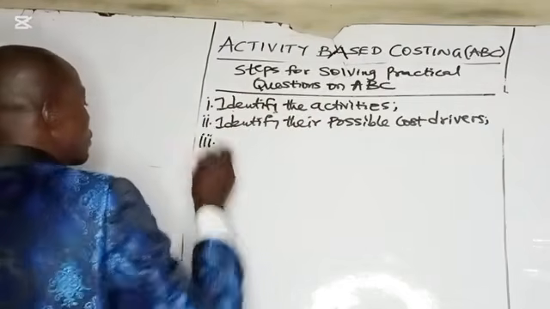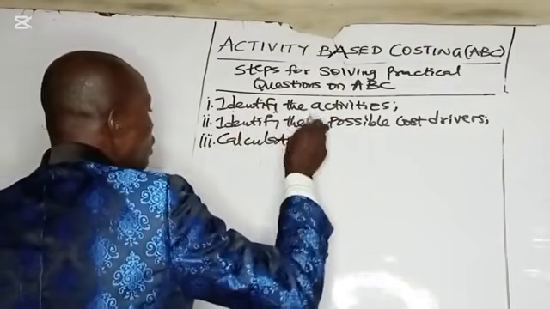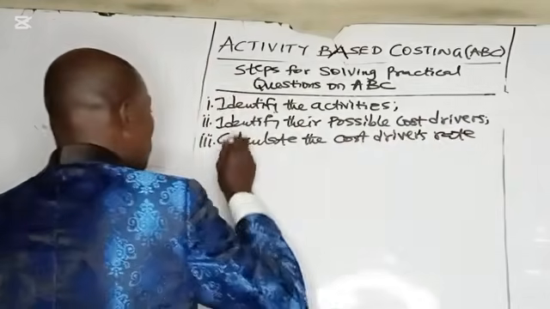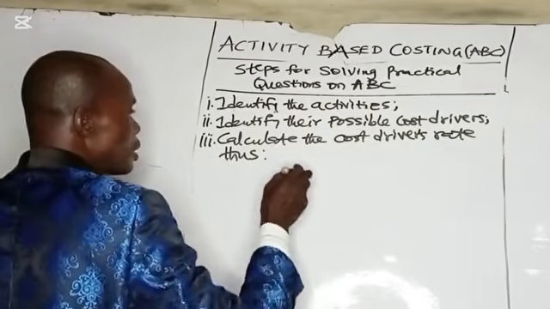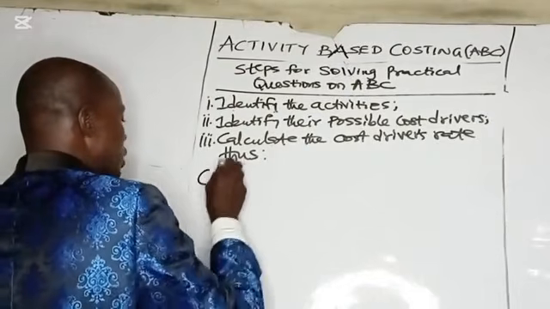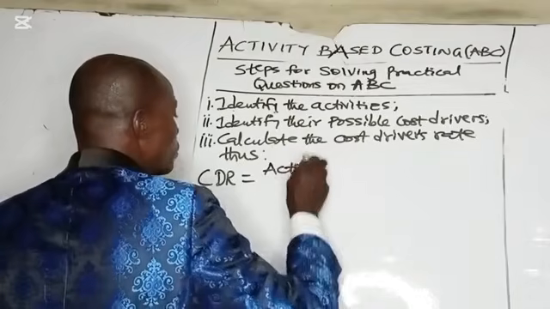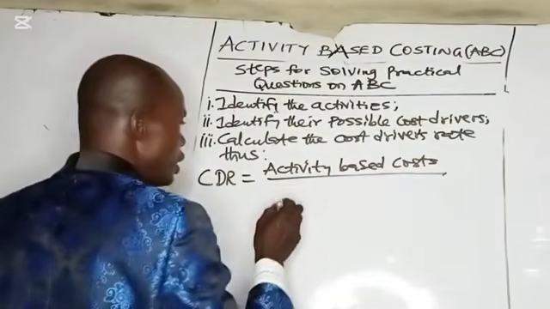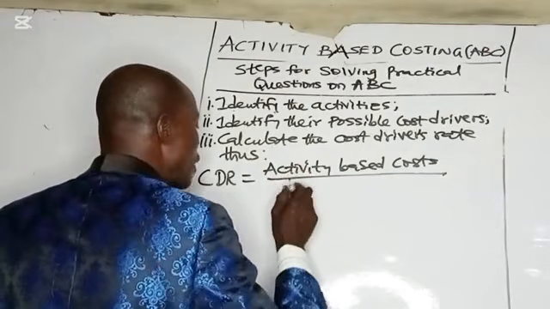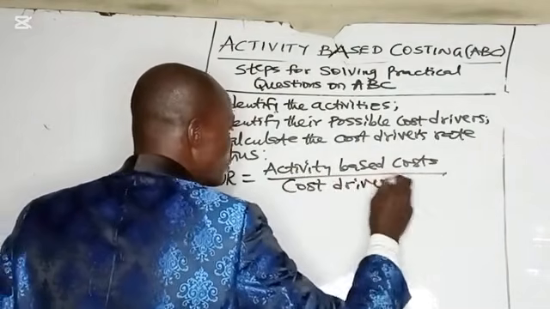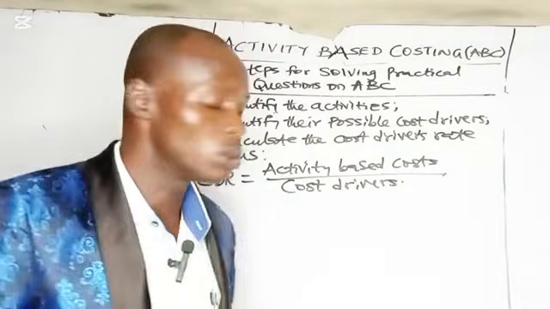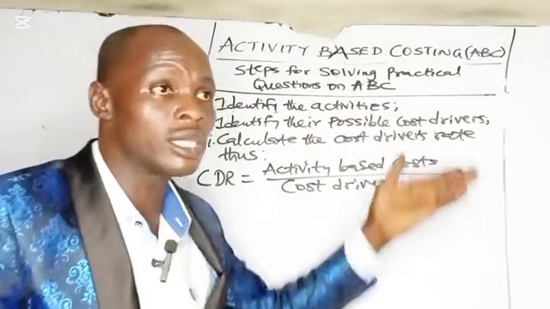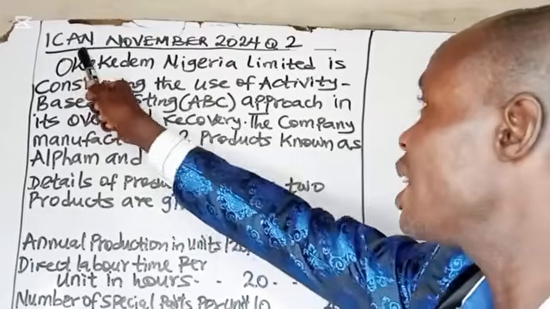Step 3, calculate the cost drivers rate. You want to calculate cost drivers rate. Cost drivers rate equals activity-based cost divided by the cost drivers. This will give you the cost drivers rate. So, having examined the steps to use in solving practical questions involving activity-based costing, let's take ICAN November 2024 question number 2 as work example. Keep watching. ICAN November 2024 question number 2.